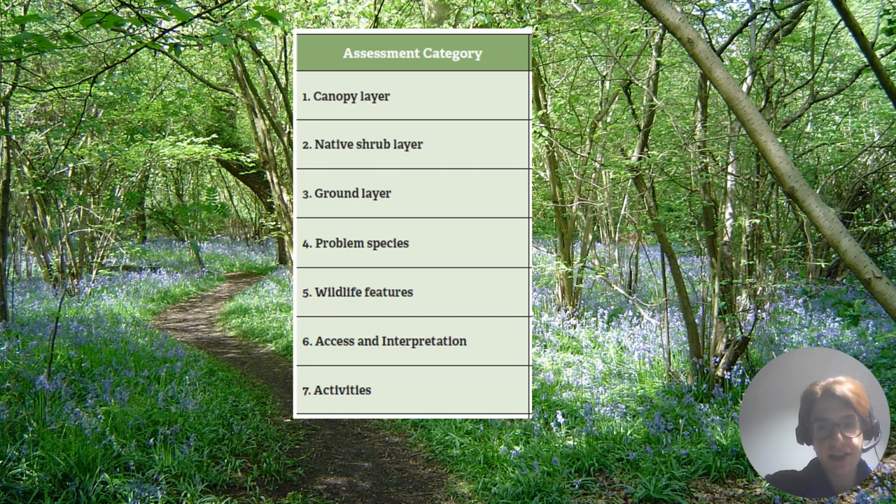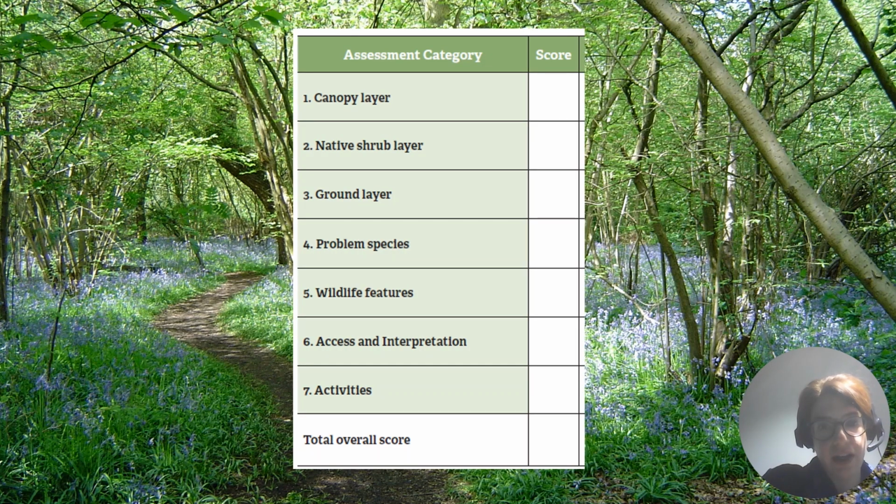Now let's dive a little bit into how the tool works, how the assessment works. So you have these 7 different categories, and you will go through the form one by one, filling in some questions basically, and that will give you a score. So you will get a score for each category. And you can write that in the form itself. So for every category you get a score, then you get a total overall score.